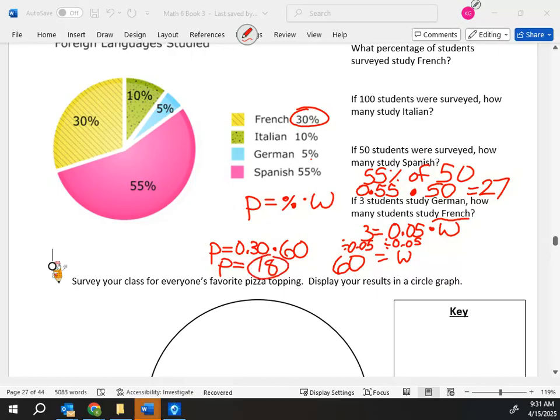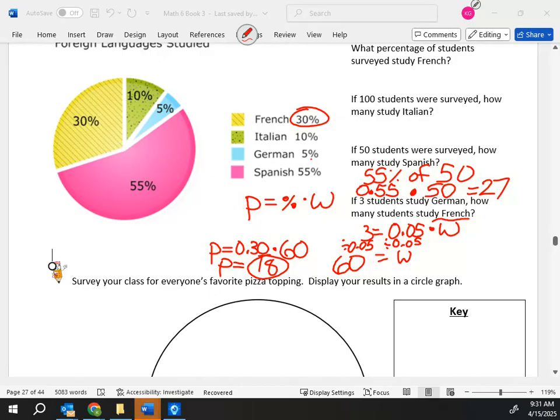So this is my final answer. I had to do 2 steps for this. I had to figure out what our whole number was, how many students altogether. Then I could divide it up to see how many took French.